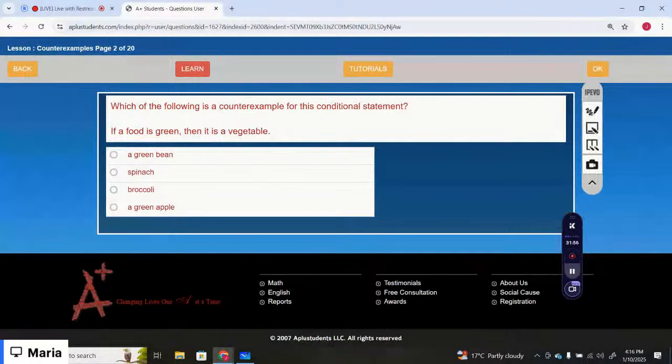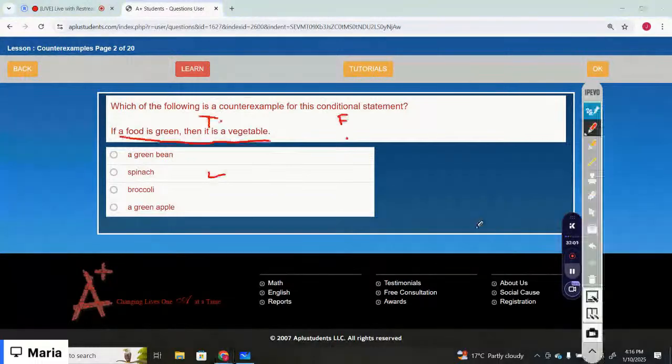Which of the following is a counterexample for the conditional statement? If a food is green, then it is a vegetable. So you have to see which food is green, but that is not a vegetable, right? Because you have to find a counterexample. For the counterexample, the hypothesis must be true.